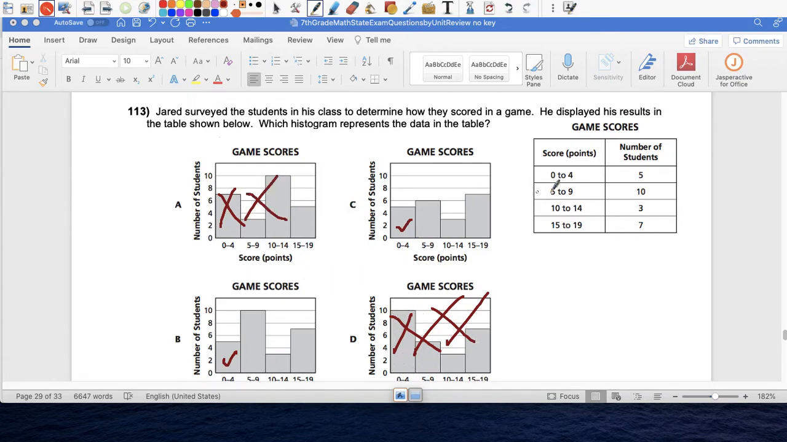Doesn't match. So 5 to 9. This says 10 students. Well, 5 to 9 here says 6 students. So this one is gone, and this one matches. 10 to 14 is 3. That matches. And 15 to 19 is 7, and that matches. Oh, it's too easy.